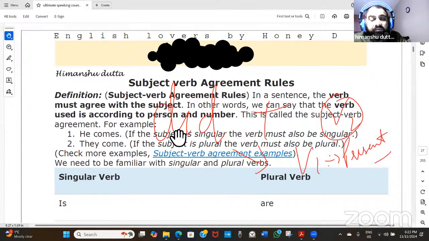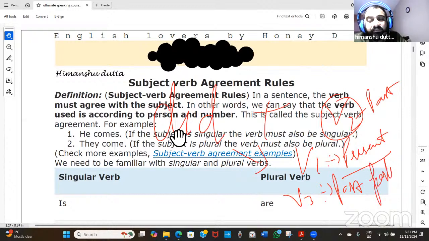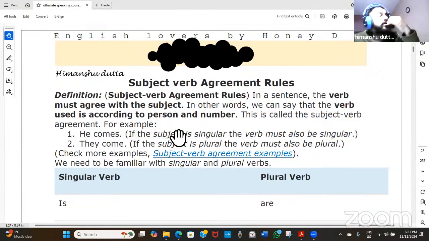We say first form, second form, third form, but their exact names are present form, then past form, then the third form of verb is known as past participle. We should know about these little terms, the small terms, so that we can learn it with accuracy.